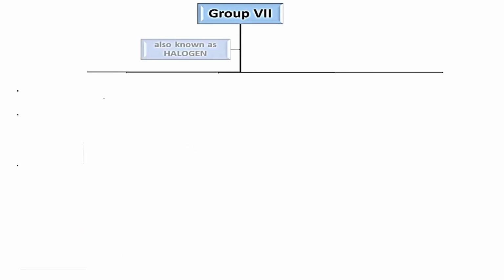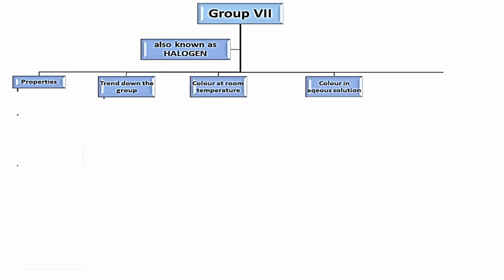Group 7. Group 7 is also known as halogens. We are going to look at their properties, their trend, and their color at room temperature, in aqueous solution, and when they are added to acidified silver nitrate.